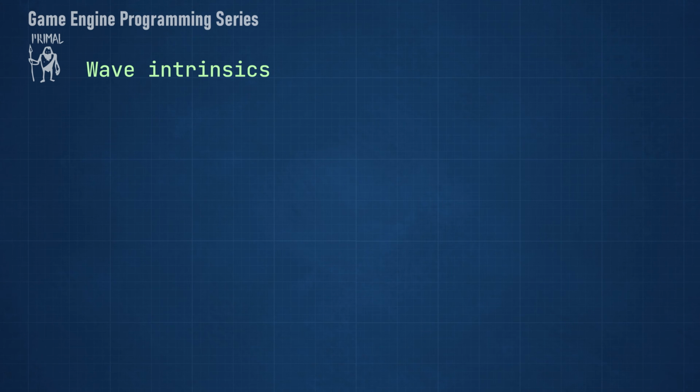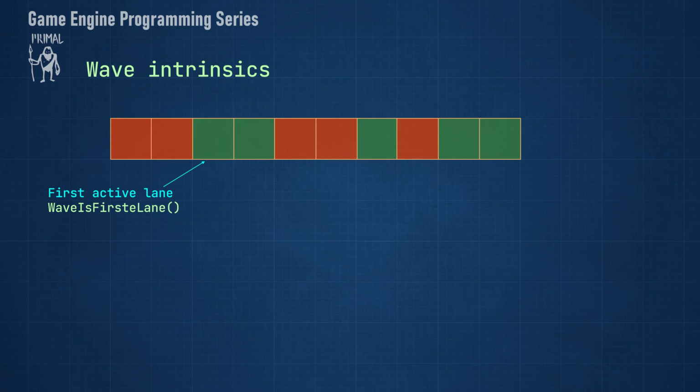As we saw earlier, when the wave takes a branch, it will only modify the lanes for which the branch condition is true. These are called active lanes. We can determine if a lane is the first active lane by calling the WaveIsFirstLane intrinsic function. We can use this in combination with other functions to reduce the number of writes to shared memory.